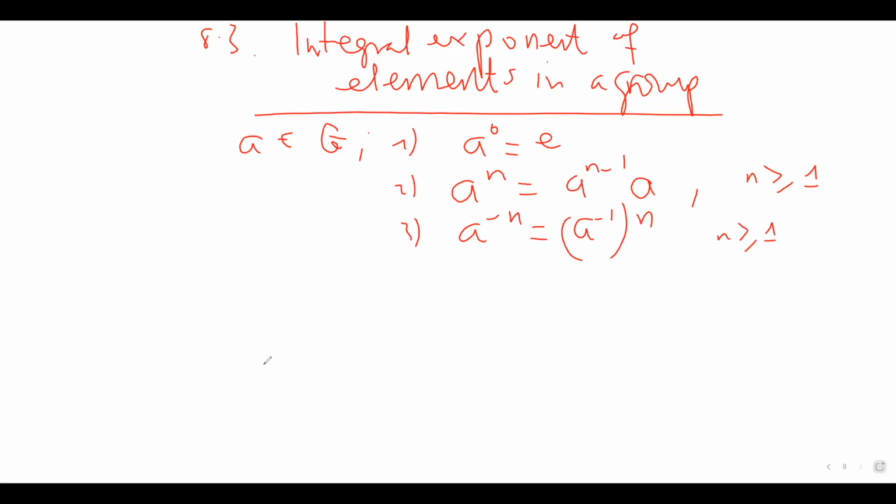So for example, let G be equal to the set of integers. Let's take the naturals. If we take the naturals, then we know that 2 belongs to N. Let's take 2. So first one, 2 to the power 0 is 1.